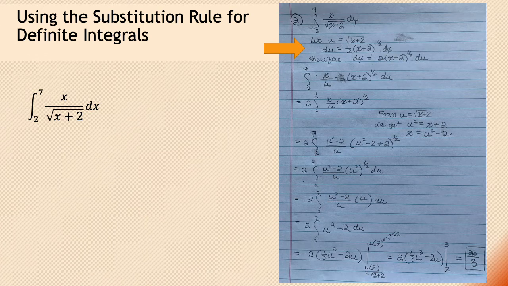And the derivative of that is 1/2 times (x plus 2) to the negative 1/2. And therefore, if I solve that for dx so I can do my substitution, I get dx is equal to 2 times (x plus 2) to the 1/2 du. All right, so then the next step, I'm going to go ahead and substitute in what I can.